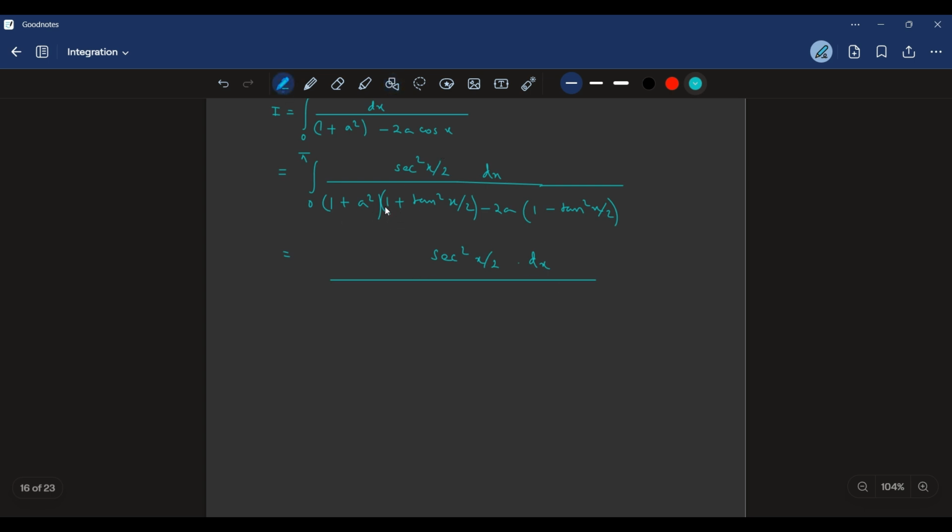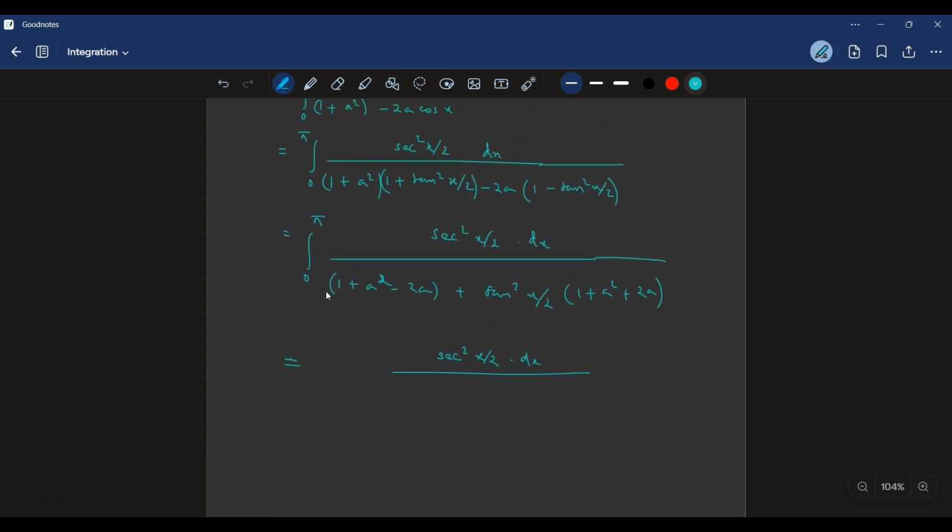now 1 plus a square into 1, and here minus of 2a, I'm writing this all together, and I'm taking tan square x by 2 as common, and I'm writing 1 plus a square plus 2a, integral 0 to pi. Now it is going to be 1 minus a the whole square, and it is going to be 1 plus a the whole square into tan square x by 2, integral 0 to pi.